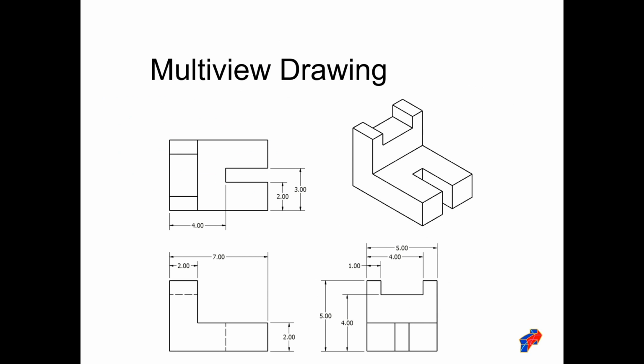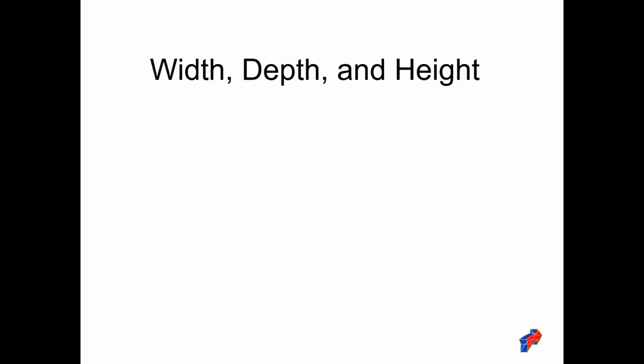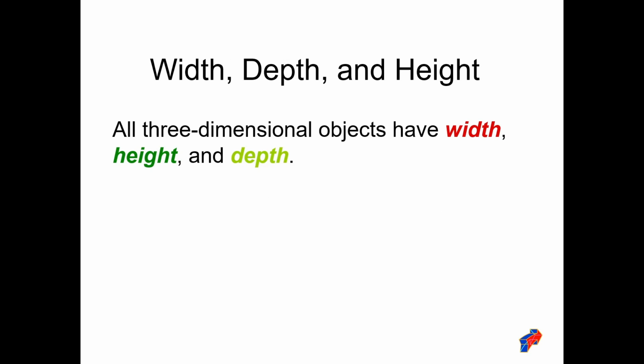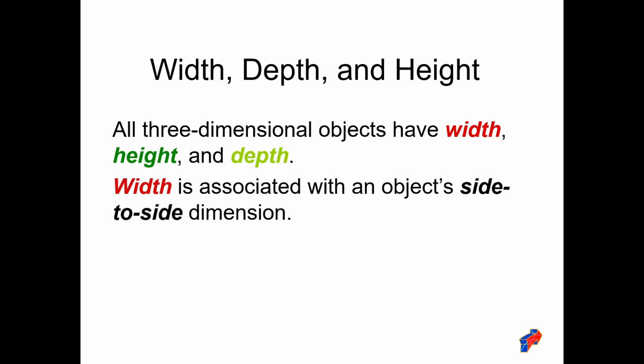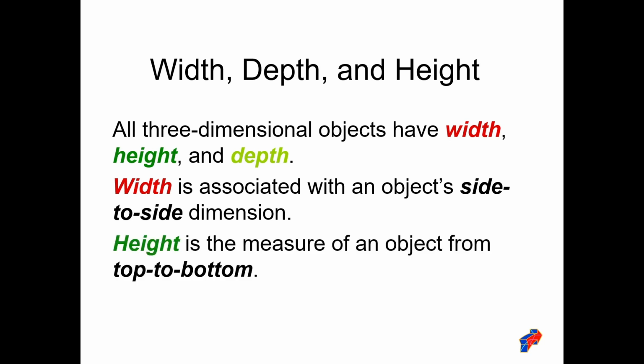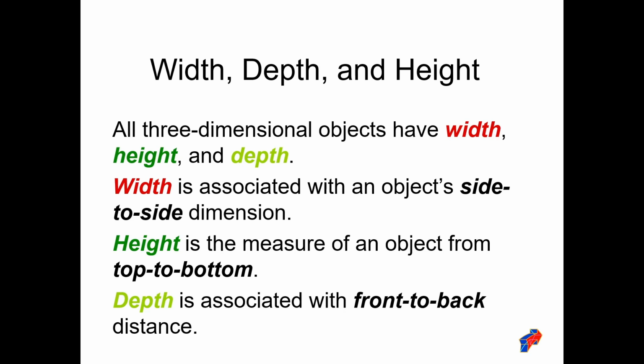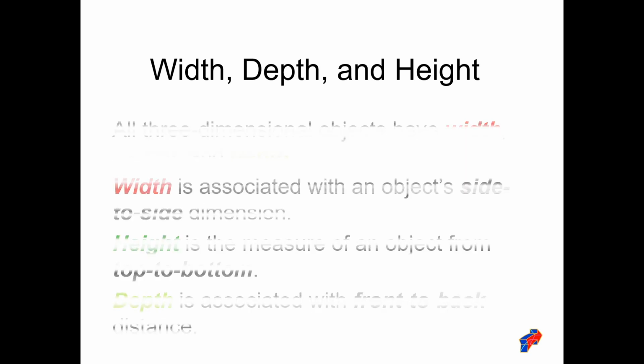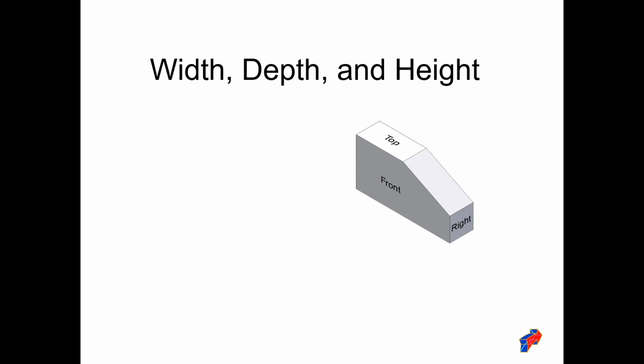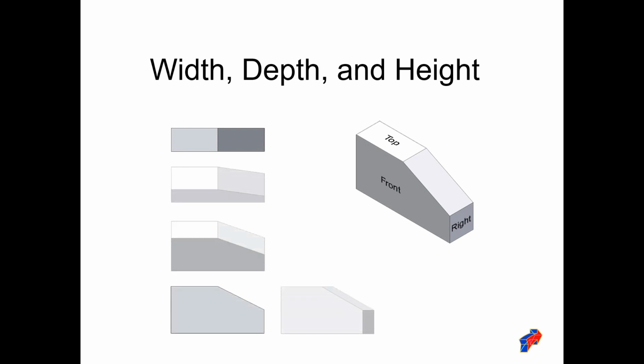Multiview drawings are shown on the screen above. Width, depth, and height. All three-dimensional objects have width, depth, and height. Width is associated with an object's side-to-side dimension. Height is the measure of an object from top to bottom. Depth is associated with front-to-back distance. This is a showing of a top, front, and right view of an object. Top, front, and right views.